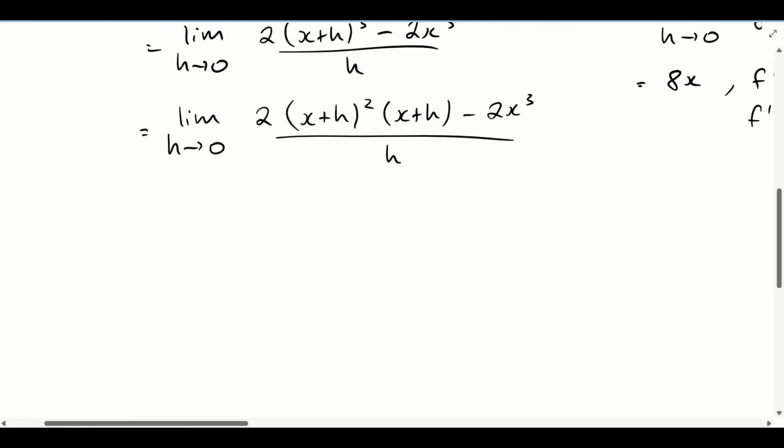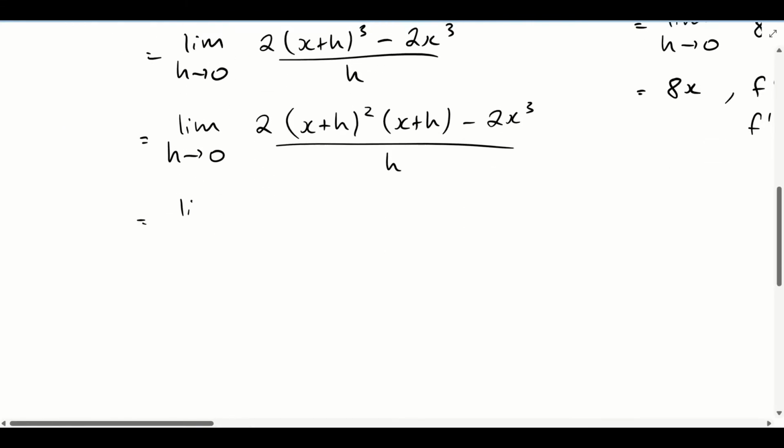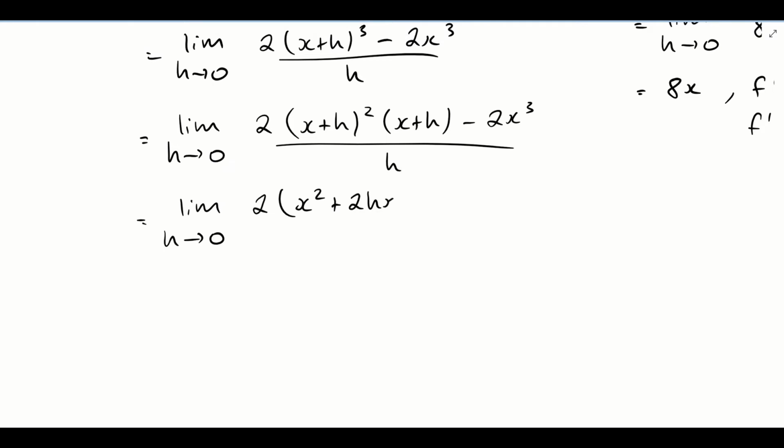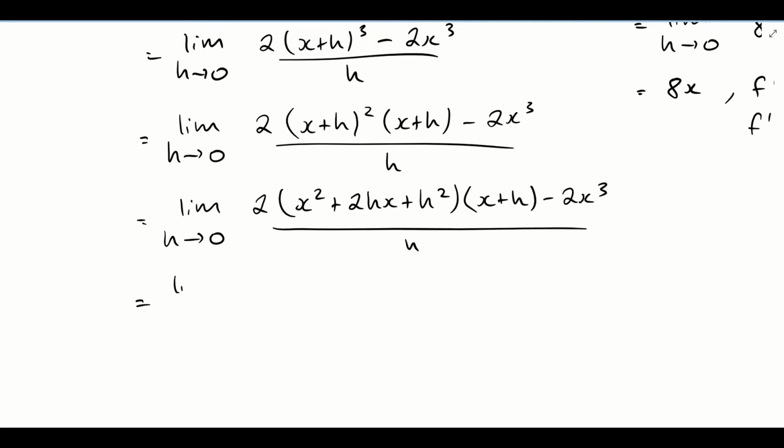Now what we can do is we can expand out that square bracket. So again, the limit as h moves to 0 of 2 outside of, we get x squared plus 2hx plus h squared. Multiplying that by x plus h, taking away the original function, the 2x cubed, dividing by h. The writing becomes a little bit tedious, especially when we end up with cubics, right? Because we've got to write in the limit as h tends towards 0 and the divide by h bit.